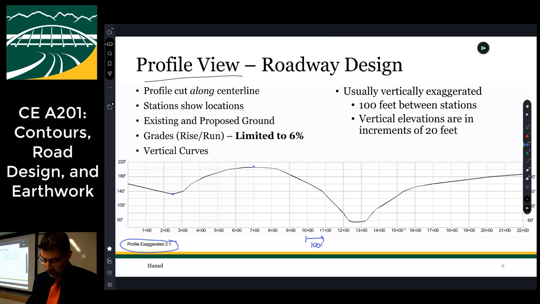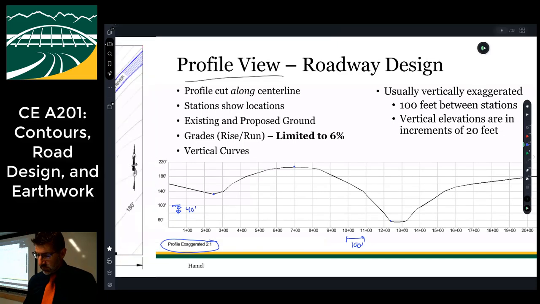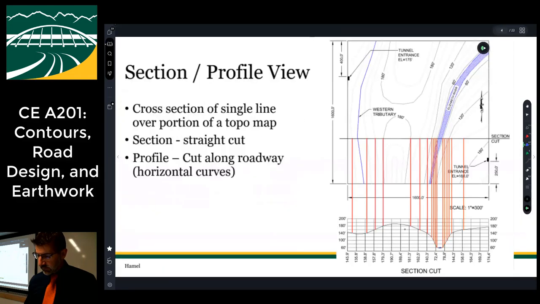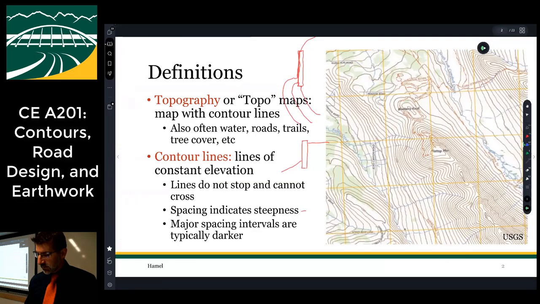And so these are 20-foot increments, but they're actually 40 feet apart if you were to actually scale it, right? In this particular piece of land, that's not super necessary because it's so mountainy, but in other places you wouldn't be able to see the curves if you don't exaggerate it vertically, right? Because everything's so flat.